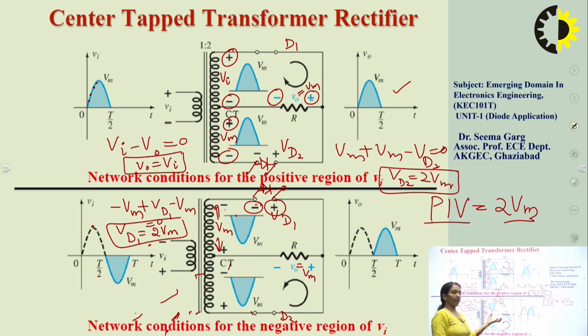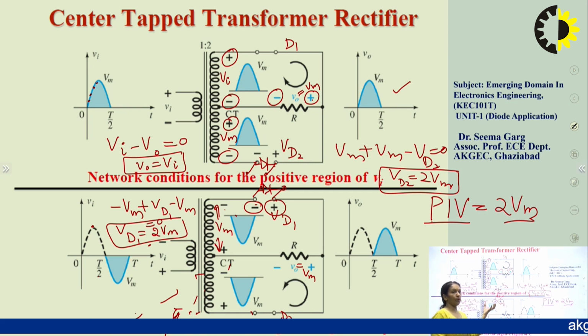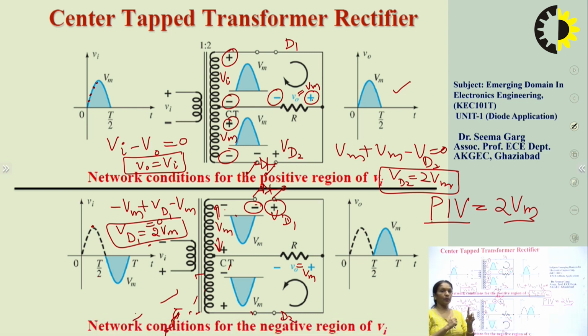During the second half cycle, the voltage appearing across the diode D1 is 2 Vm, and it is a reverse voltage. So again we can see that the maximum reverse voltage, or the peak inverse voltage, in the center tap transformer is 2 Vm. In every half cycle, one diode is dealing with the reverse voltage, that is 2 Vm, the maximum reverse voltage. So this is one disadvantage of this circuit.